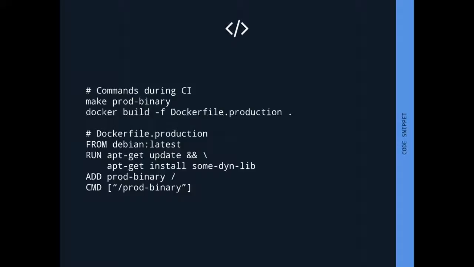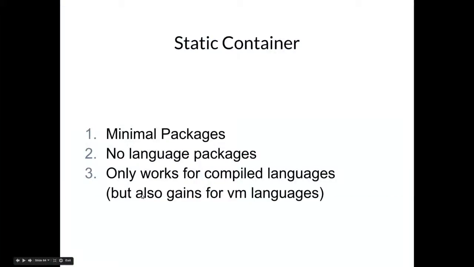So during CI, one thing we might want to do is build a production binary off of our system. This could be like an actual binary, or this could be like a bytecode, something like that. And then we'll do a Docker build of our production Dockerfile in the current directory. And then we might just take a bare OS, maybe install a dynamic library we need, and then inject just the binary in and run it. So what that means is we need a minimal number of packages to install in the operating system. We don't need any language packages, or maybe we just need that VM like the JRE or something. But this only works for compiled languages, so it's only somewhat useful.